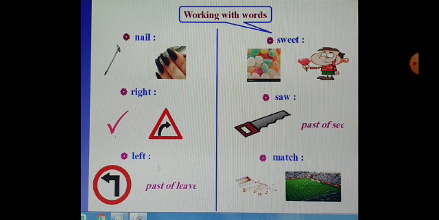Number 2, right. Right means correct or true, or the right side or direction. Okay, left means to go away from a place or person, or the left side or direction. Okay, sweet means having a taste like sugar, or a small piece of sweet food made of sugar or chocolate. Saw has two meanings. Saw means to look at, as the past tense of see, or a tool that is used for cutting wood. Match means a small wooden stick that produces a flame, or a game or sports event.